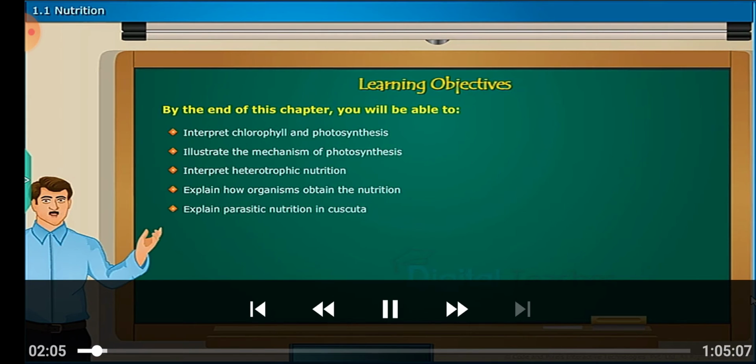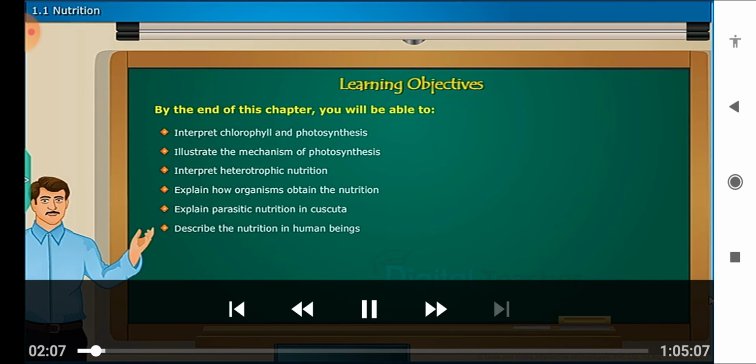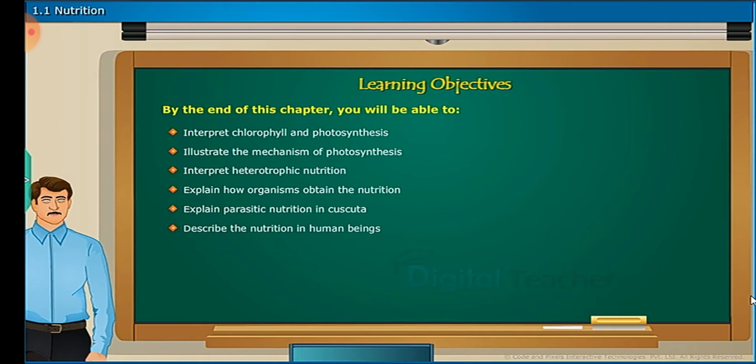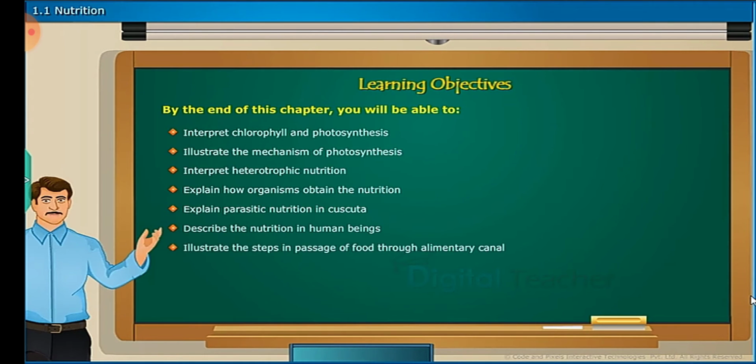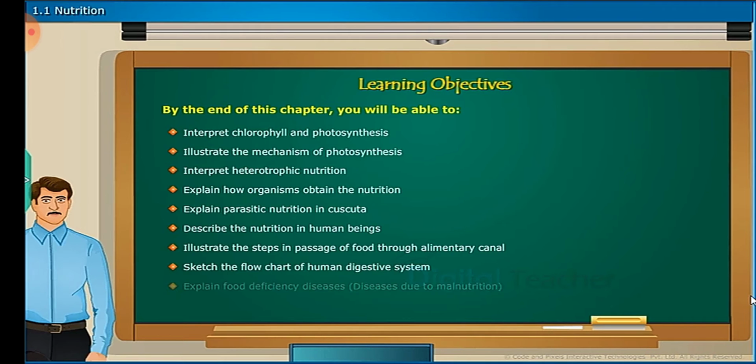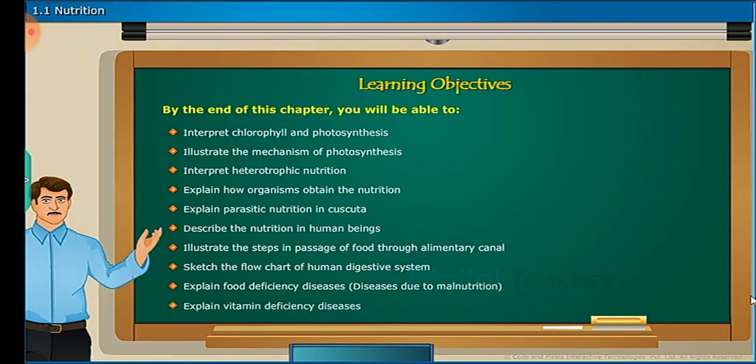Explain parasitic nutrition in Cuscuta. Describe the nutrition in human beings. Illustrate the steps in the passage of food through the alimentary canal. Sketch the flowchart of the human digestive system. Explain food deficiency diseases due to malnutrition. Explain vitamin deficiency diseases.